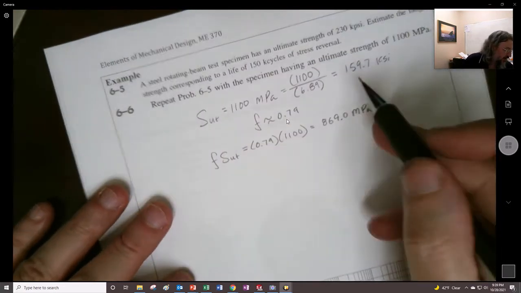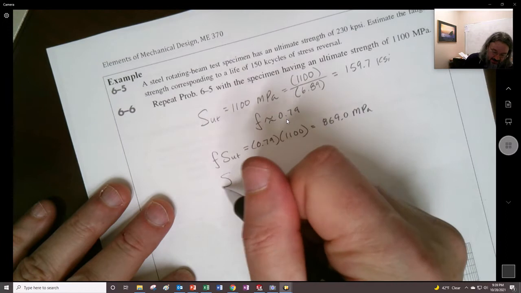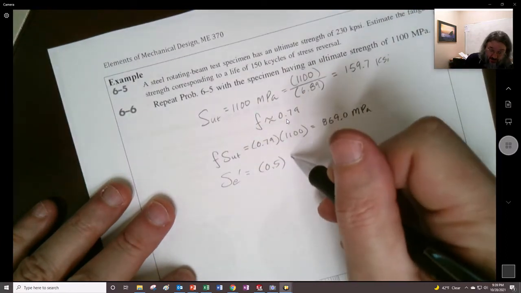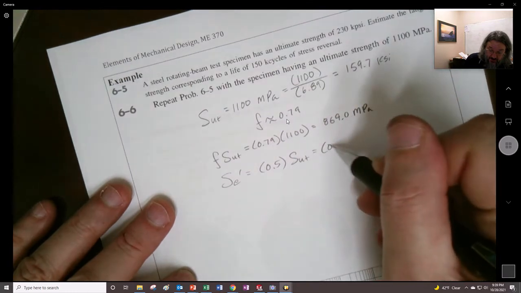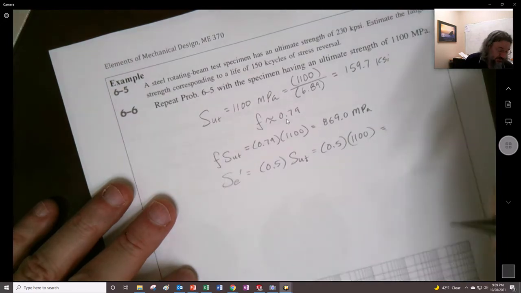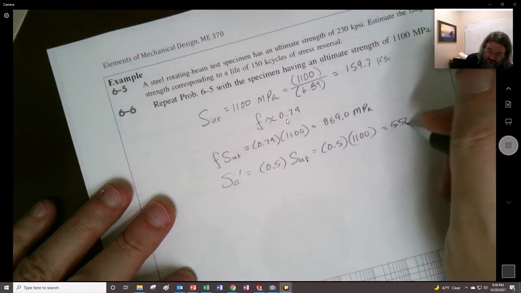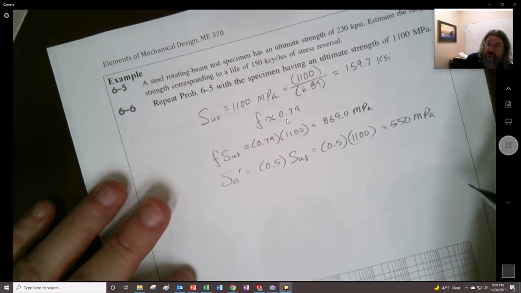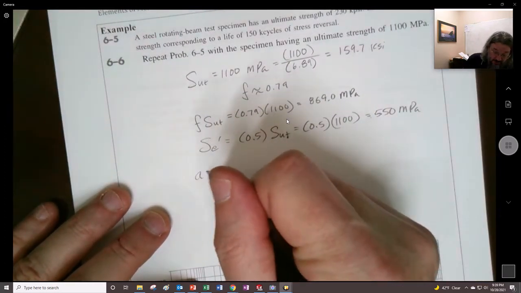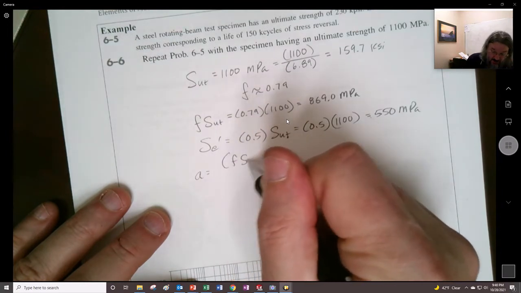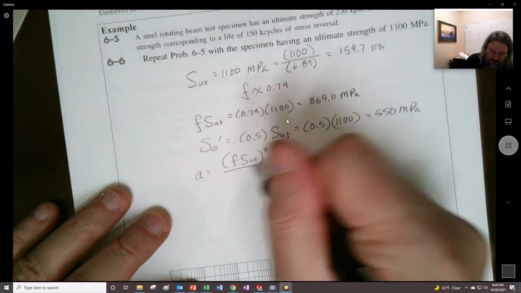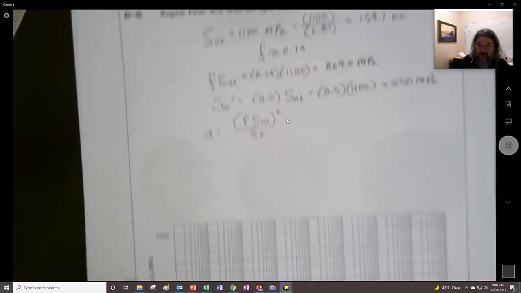All right. And so our S_e prime so far is going to be 0.5 times the ultimate, or 0.5 times that, and we should be able to do that in our heads, but I'm still looking at the thing because I don't trust my math. I don't trust my head. Just trust issues. A lot of trust issues. a is going to be (f S_ut) squared over S_e. Oh, by the way, we have enough information right now that we could go down to our graph.